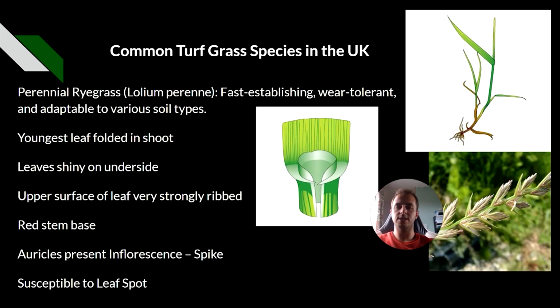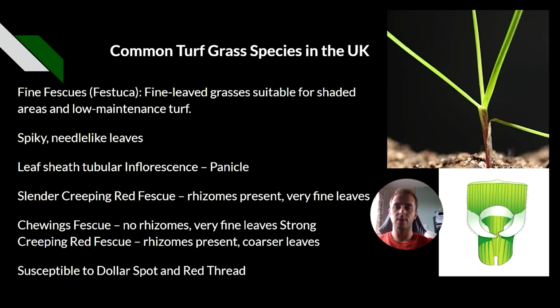So, common turf grass species in the UK. First of all, we have perennial ryegrass, which is one of the main grasses in the UK. It's fast establishing, it's wear tolerant, and it's adaptable to various soil types. A few of its characteristics here: it has red stems at the base, it is susceptible to leaf spot, and the youngest leaf is typically folded in its shoot, and there are shiny leaves on the underside of the leaf.